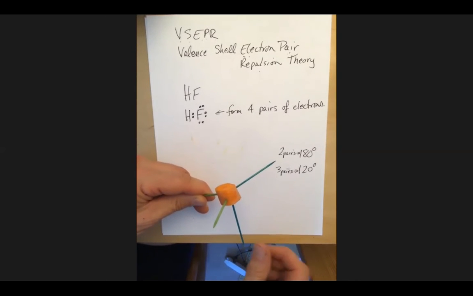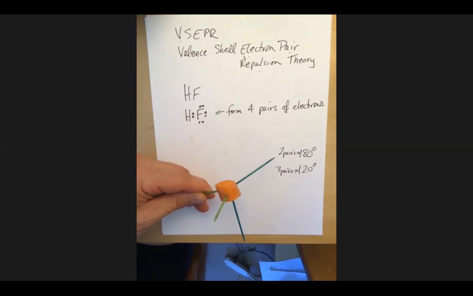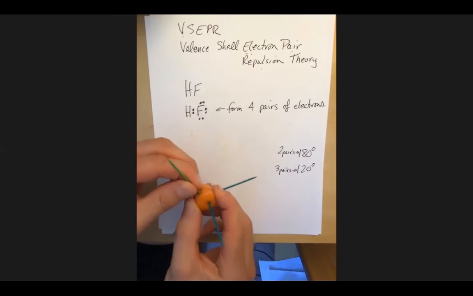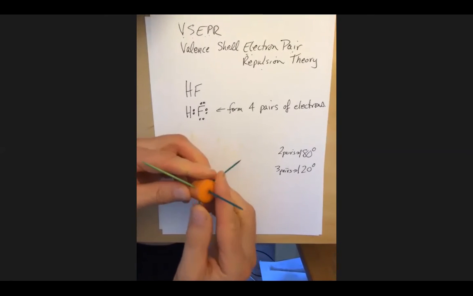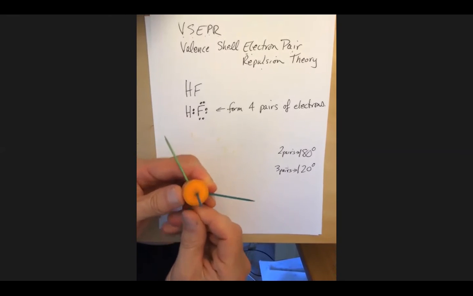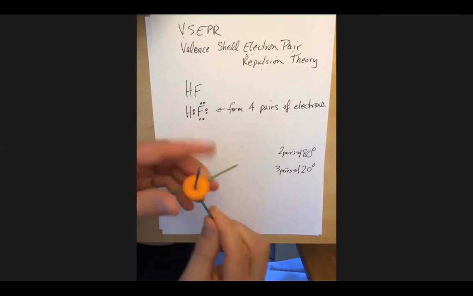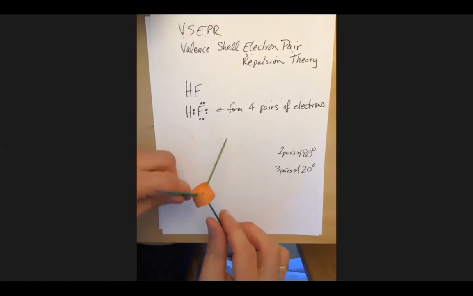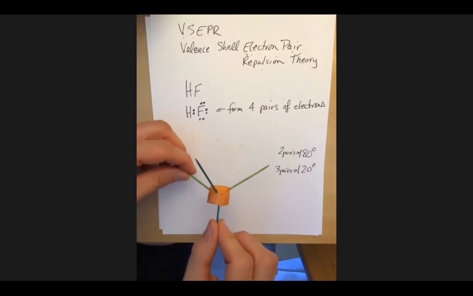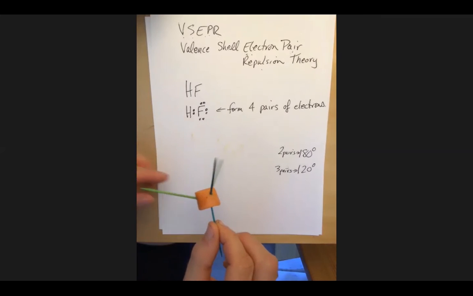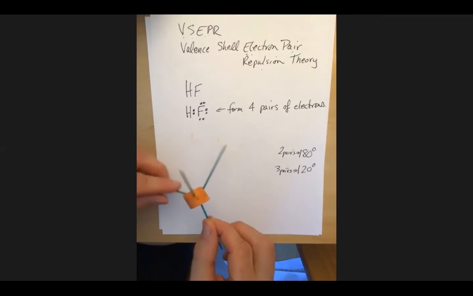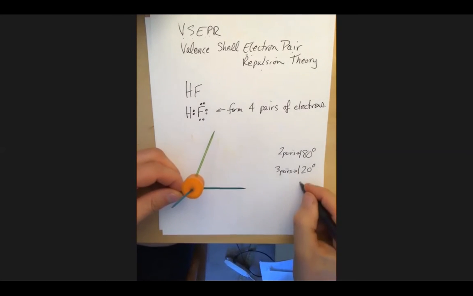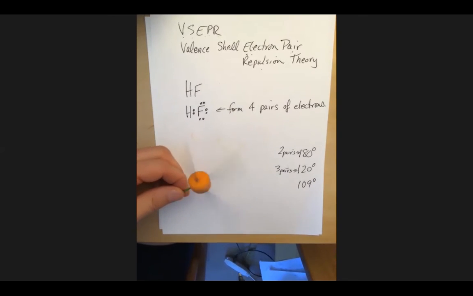So I've got a lot of different angles going on there. In order to make those equally spaced, I'm going to have to take my 90s and make them a little bigger. Now my angles are a little bit bigger than 90 and a little bit smaller than the 120 that I had before. And in fact, in this case, it's 109 degrees.